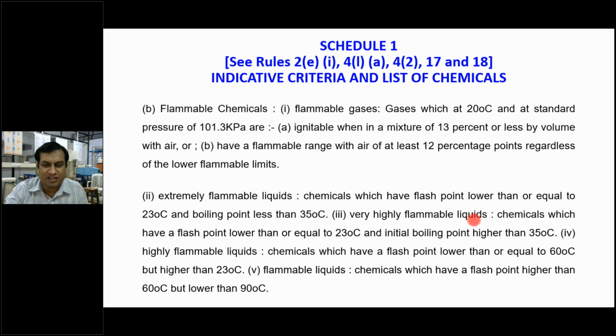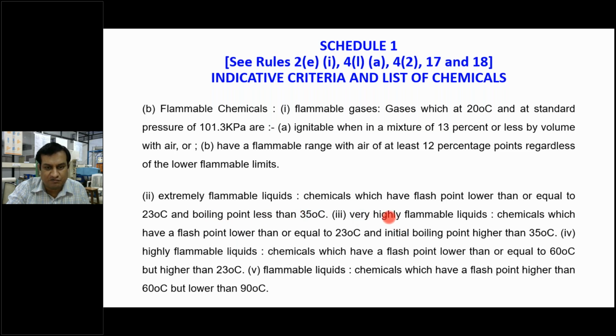So on that basis these chemicals are called extremely flammable liquids. Then very highly flammable liquids. So very highly flammable liquids, what is the criteria? The chemicals which have flash point lower than or equal to 23 degrees Celsius and initial boiling point higher than 35 degrees Celsius. Now in this case where extremely flammable liquids are there, the boiling point is less than 35 degrees Celsius.